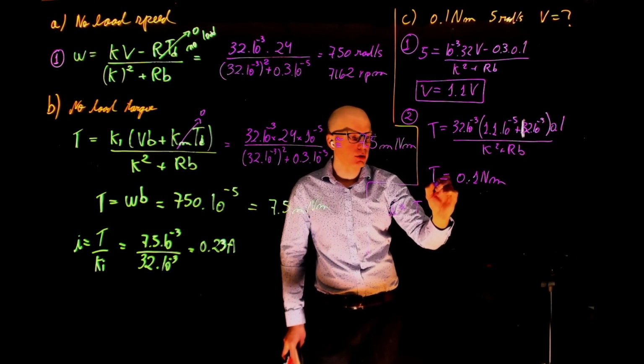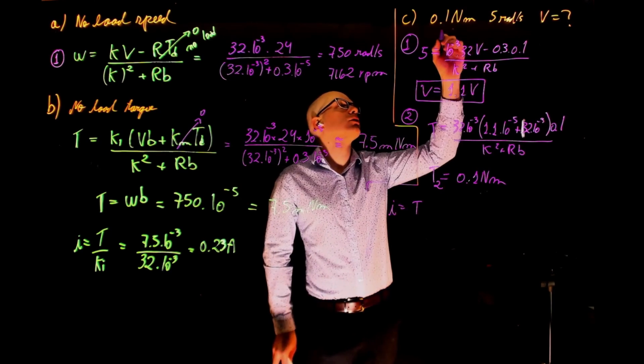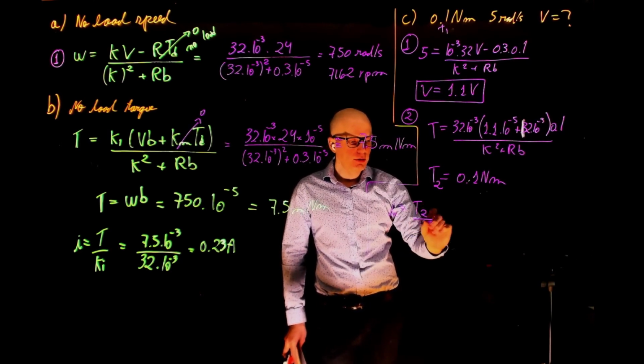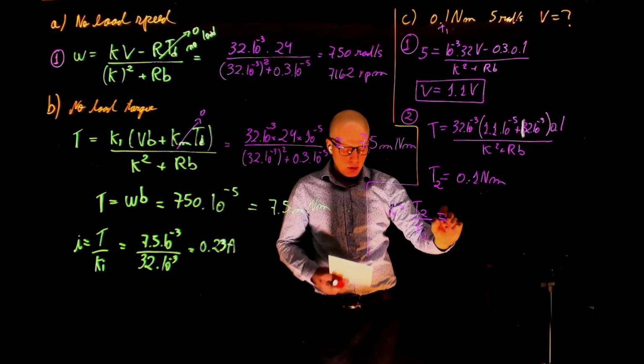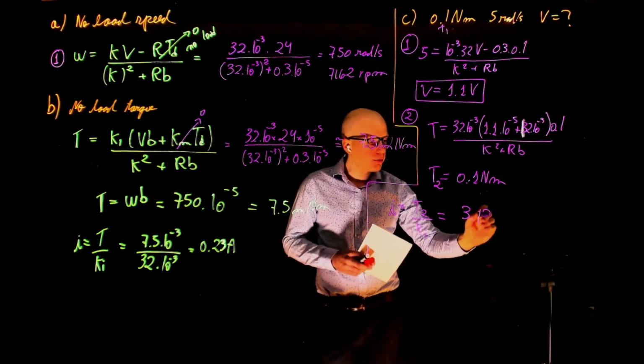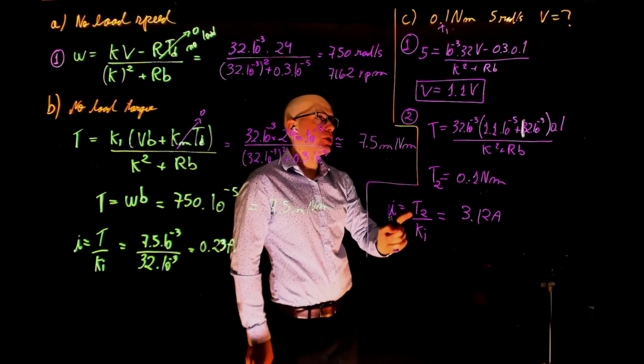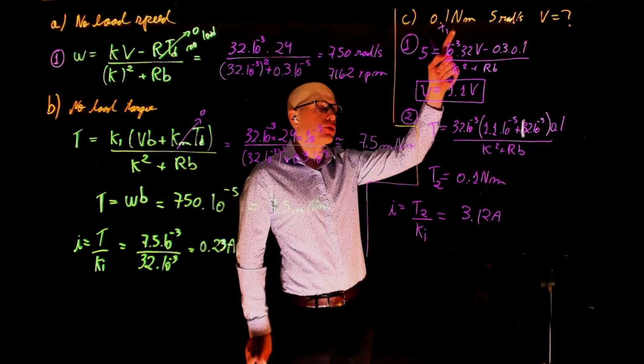So the current to drive that load is the torque. Let's call this torque 2. Let's call this torque 1. That's T1. It would be torque 2 divided by Ki, which will be 3.12 amps. Right? This torque accounts for friction and the load. This torque is only the load.